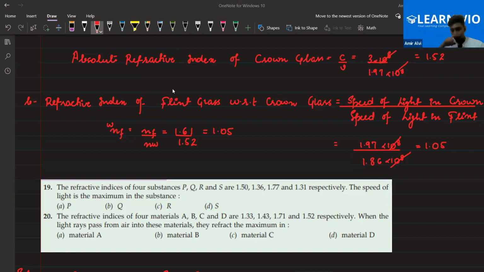Yes, Junaid, sorry for the interruption. So as you can see, the lesser the refractive index, the higher the speed.